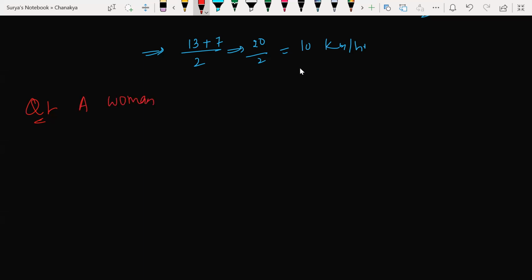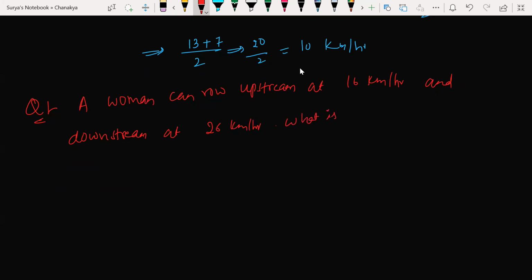Yes, sir. A woman can row upstream at 16 km per hour and downstream at 26 km per hour. What is the speed of the stream?